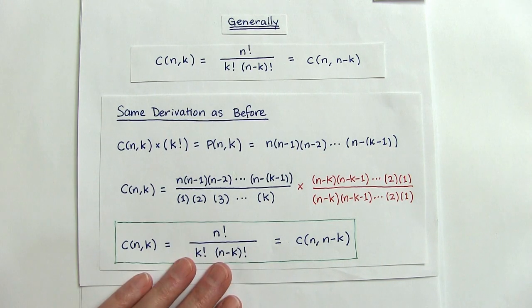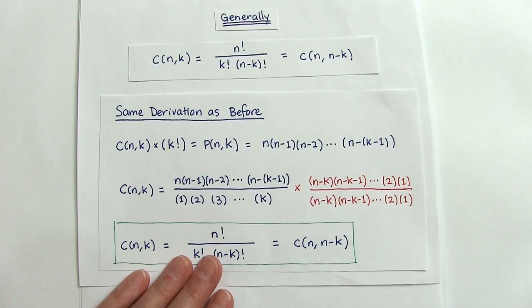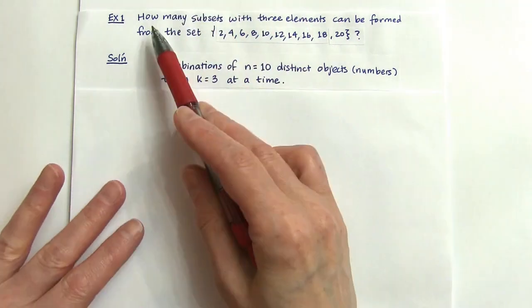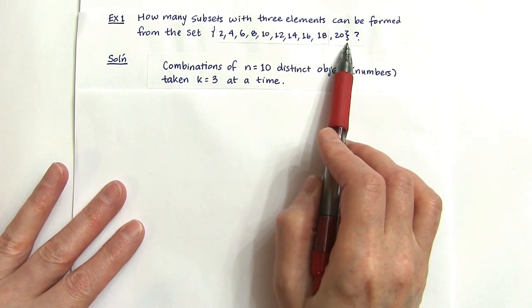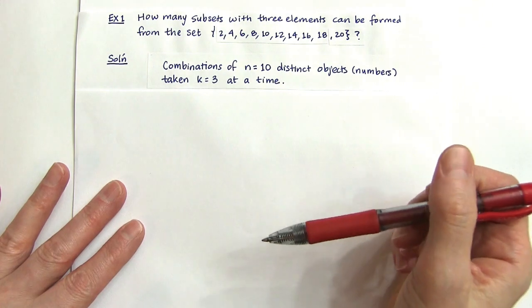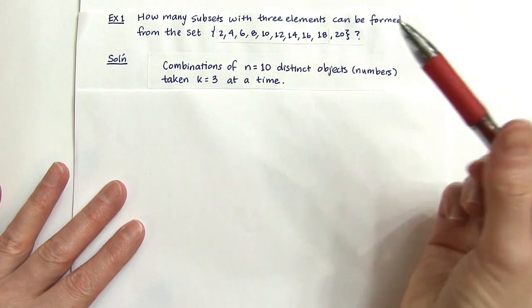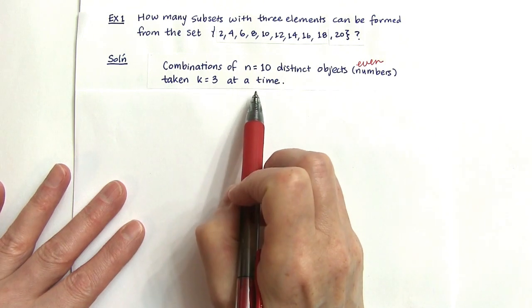Before we solve the problem of the week, let's practice using this formula to solve a few more examples. And I promise the following examples will be used to help us solve the problem of the week. So the first example, we want to know how many subsets with 3 elements can be formed from the set of even numbers from 2 to 20. And the answer is that we are looking for the number of combinations of these 10 distinct objects, even numbers in this case, taken k equals 3 at a time.